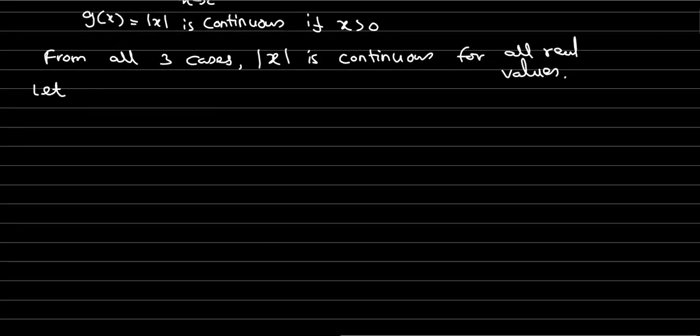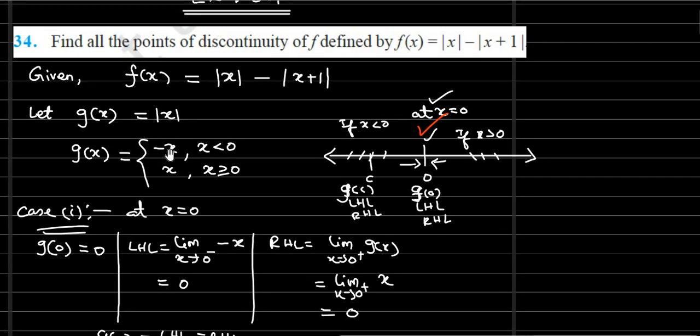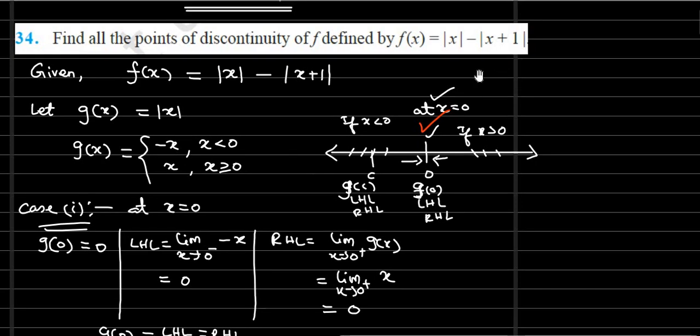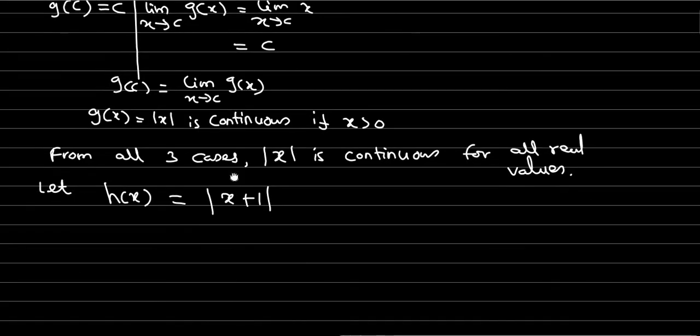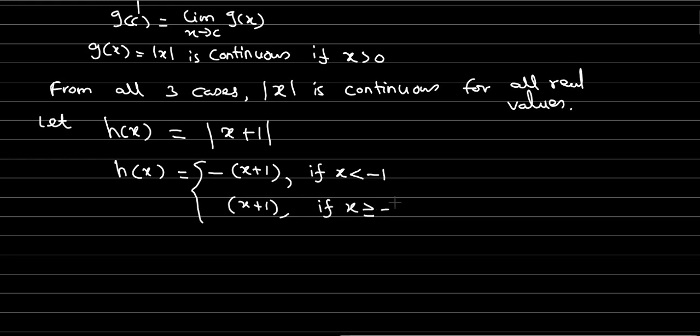Let h of x equal to modulus of x plus 1. So as usual, if the modulus function is given, we have redefined it, the same way modulus of x plus 1 also we need to redefine. So first let's redefine this h of x. On redefining you will have negative of x plus 1 and positive of x plus 1. So the first one we have to use if x is less than, plus 1 taking to the other side, minus 1, so minus 1 if x is greater than or equal to minus 1.